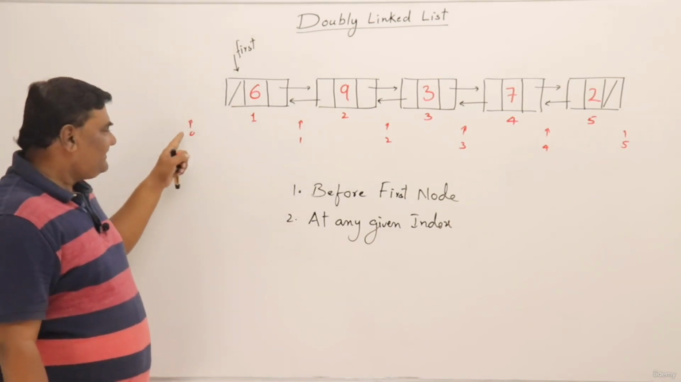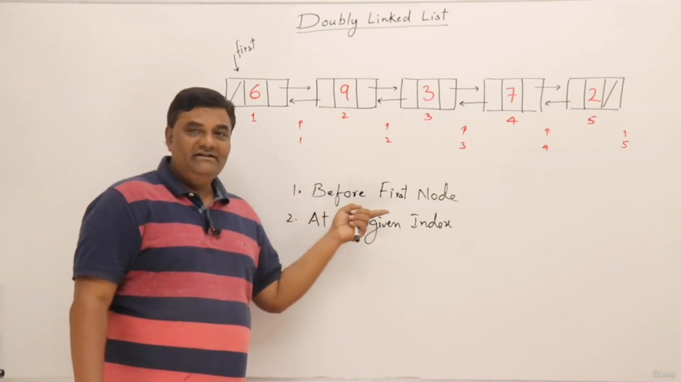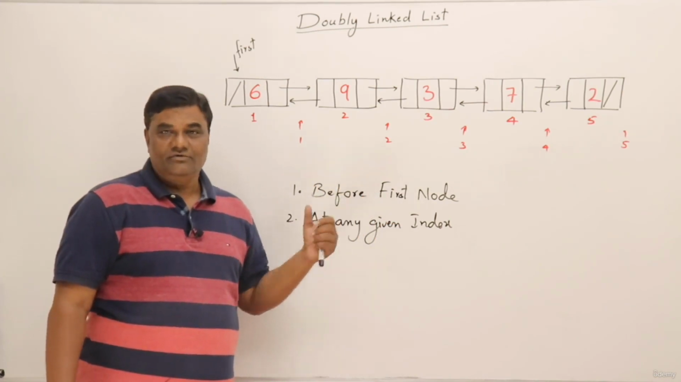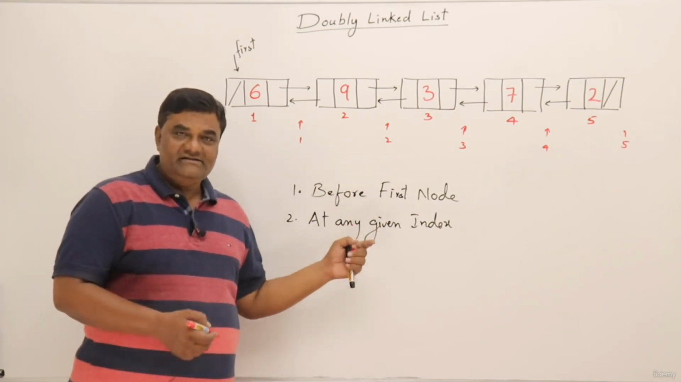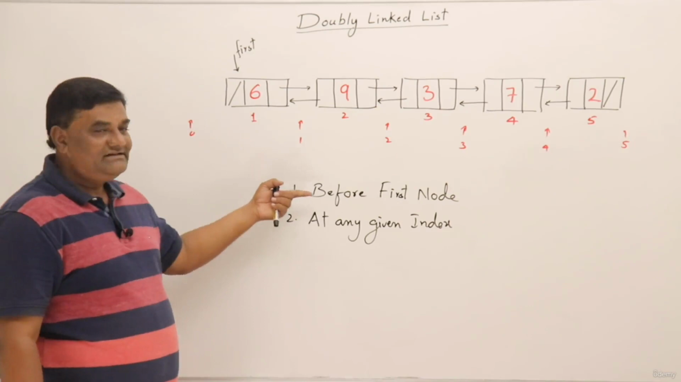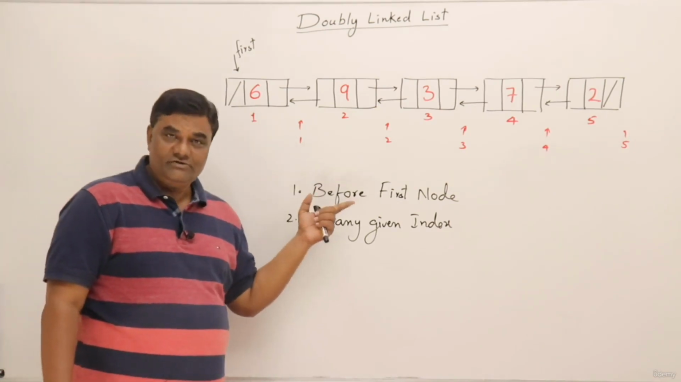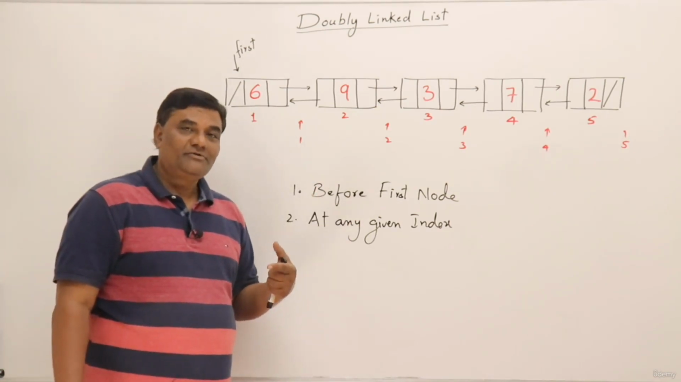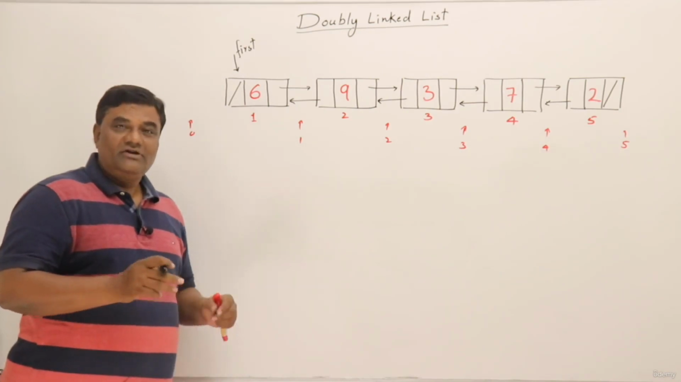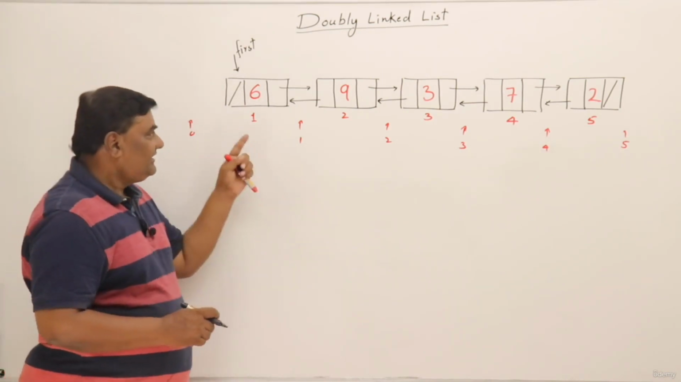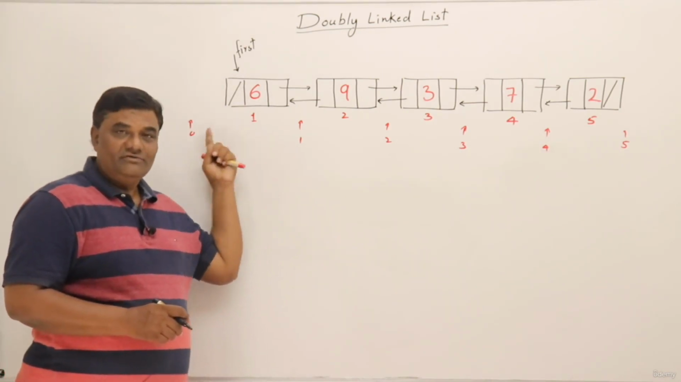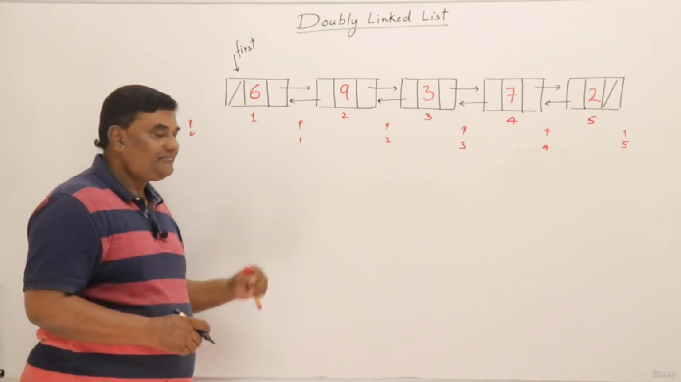So inserting at index 0, I am calling it as inserting before first node. So let us look at these cases. So first, let us see inserting before first node. What should be the procedure? Let us see what are the steps required for inserting a new node before first node or at index 0.